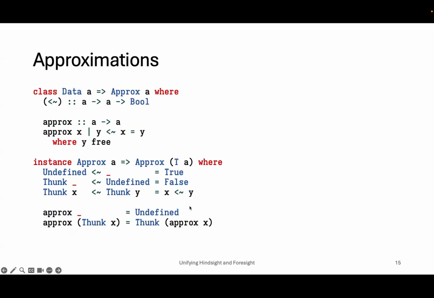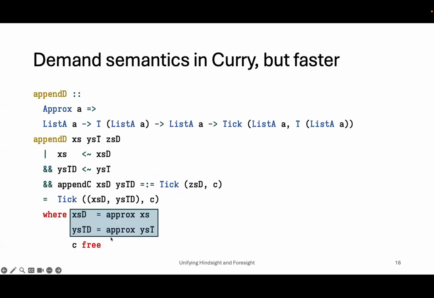For example, here, if we're talking about an instance for T, undefined is less than everything, but also if I have a thunk, I can also give a thunk of an approx of the value. And because Curry has nonlinear non-deterministic patterns, both of these patterns will match for a thunk value, and it will choose non-deterministically. And here, this is what we get out if we use that approx function instead of just free variables like we used before.